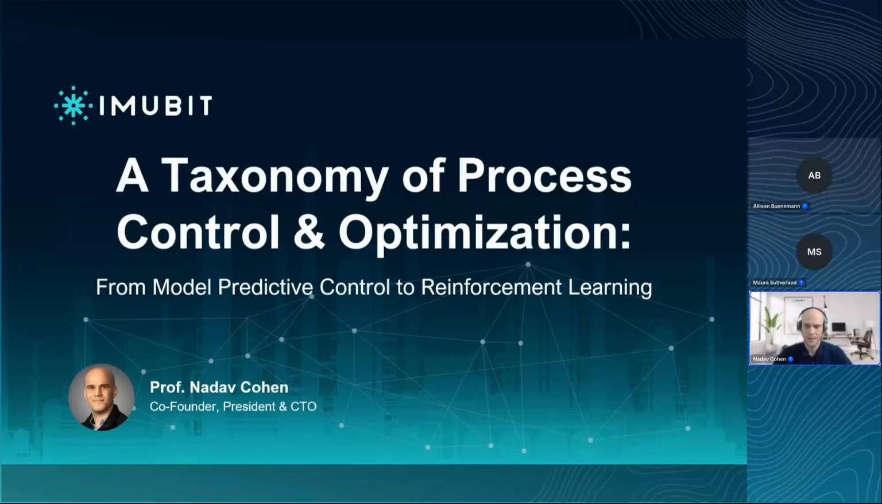Thank you, Allison. Thank you very much. I hope you can hear me well. Please let me know if there are technical issues along the way. And without further ado, let's get started in our third and final part of the series. So we will talk today about the taxonomy of process control and optimization, from model predictive control to reinforcement learning.